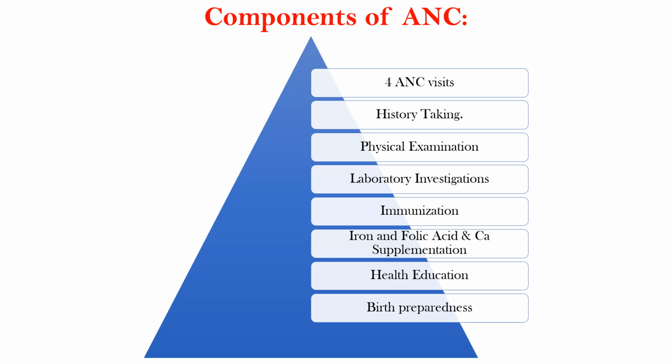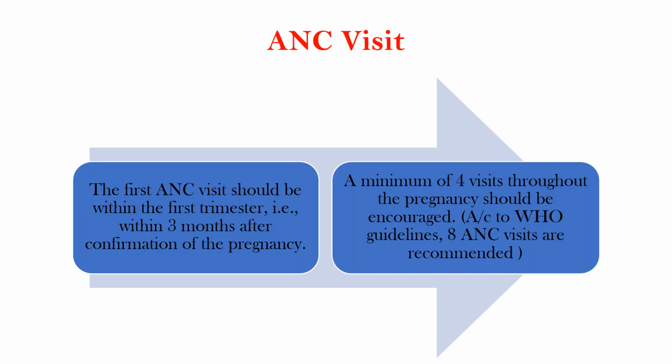Okay, so components of ANC. First, there should be 4 ANC visits. After that, history taking, physical examination, lab investigation, immunization, supplements, iron and folic acid and calcium supplements, health education, and birth preparedness. Okay, so now let's learn about the components of antenatal visit one by one.